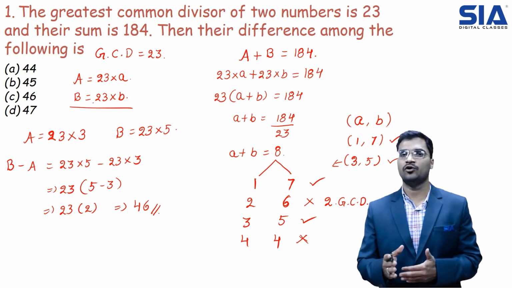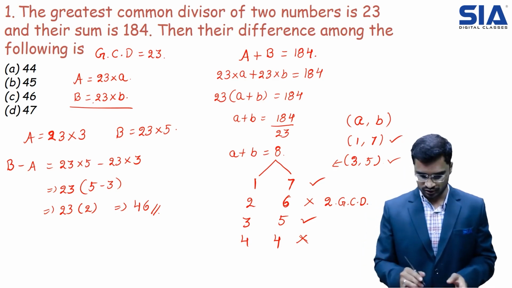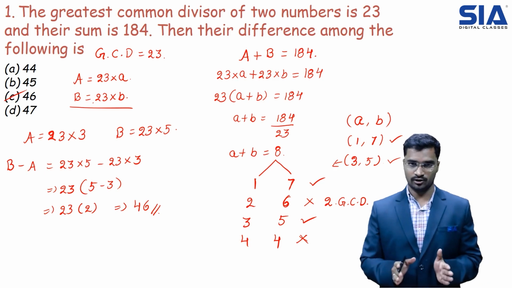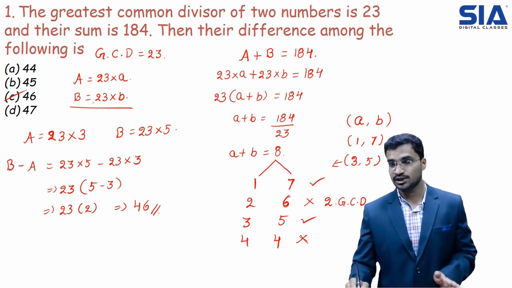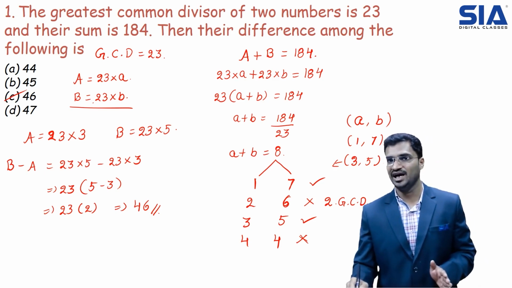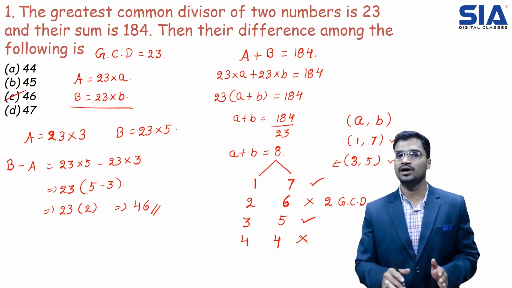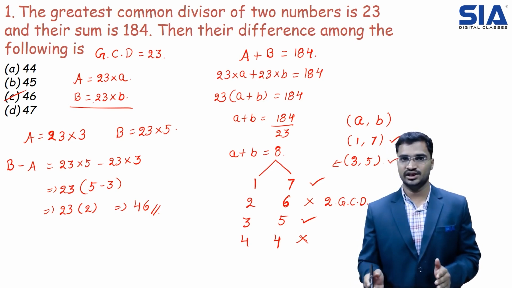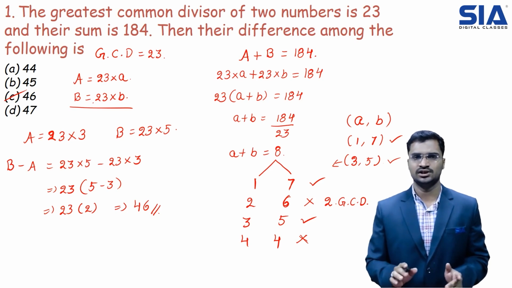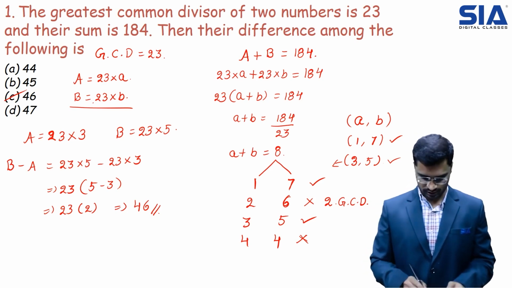Let us check if 46 is available in our options. So yes, 46 is available in our options. So our answer is 46. When we substitute A as 1 and B as 7, we will get a value other than 46. We can also check it, but we have got the answer 46. So our answer is 46. Now coming to the next question.